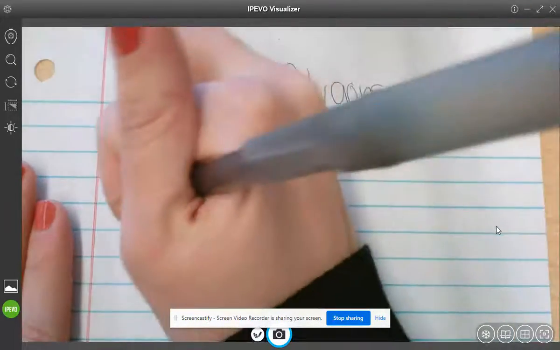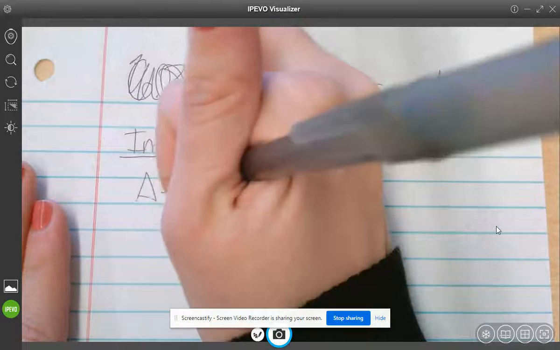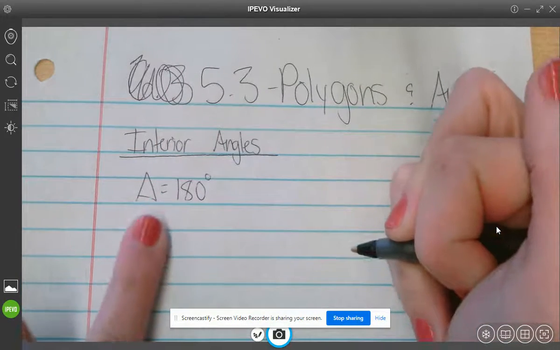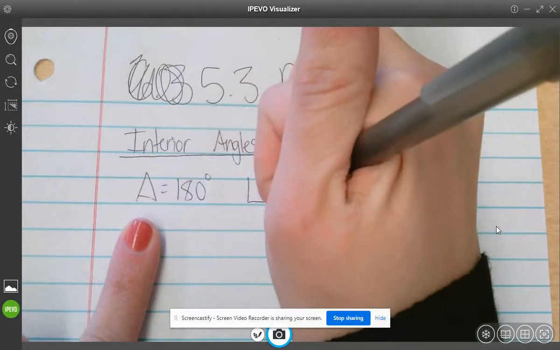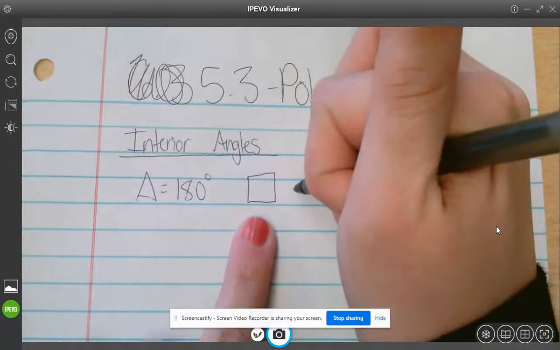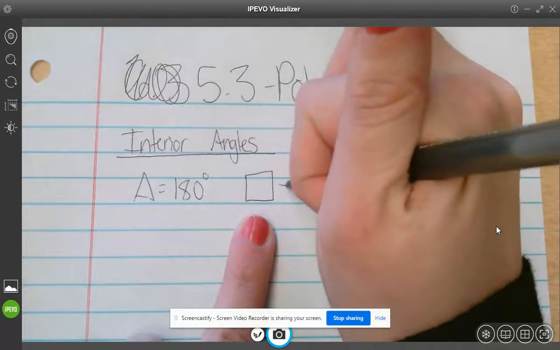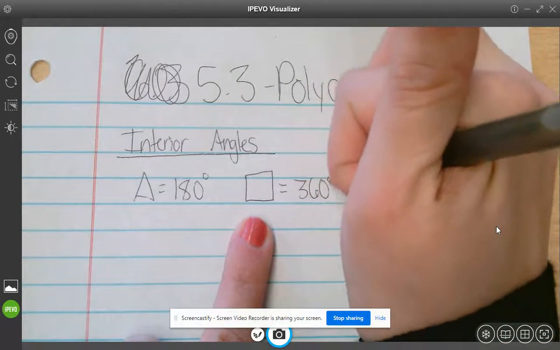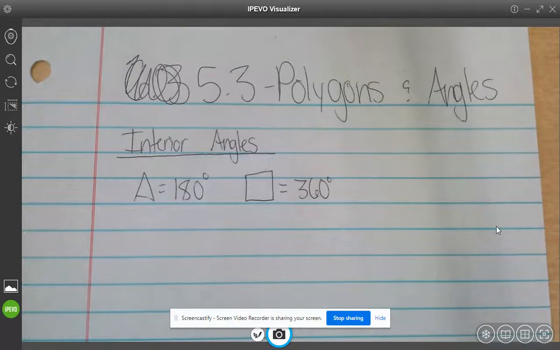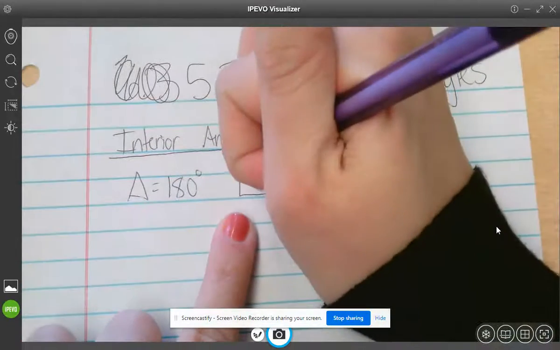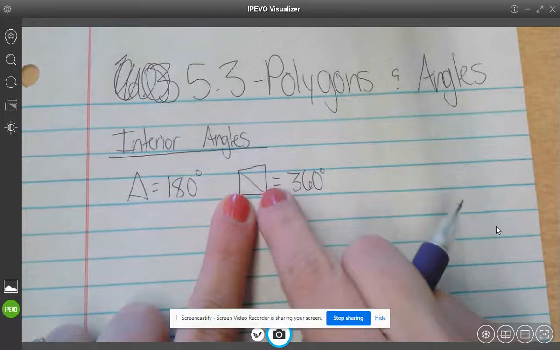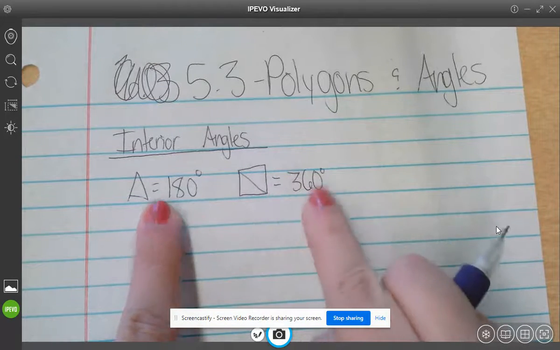Okay, so we know the interior angle of a triangle is 180 degrees. Some of you know that the interior angle of a four-sided shape, quadrilateral, is 360 degrees. Here's why. If I split this, I can make it into two triangles. 180 plus 180 is 360.